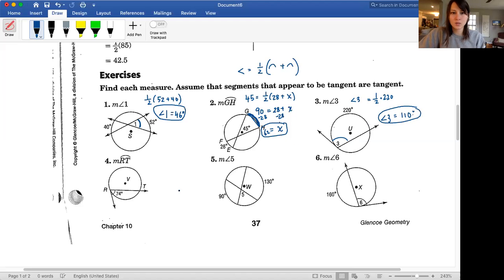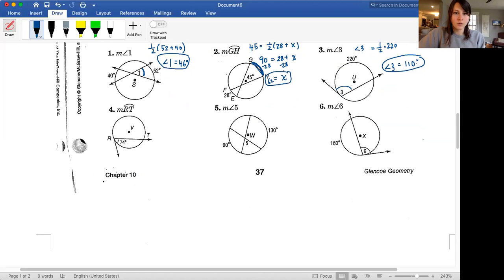If you want to pause and work out these next few ones, you are more than welcome to. So number 4, arc RT. Well, we know that angle 74 degrees is equal to 1/2 of arc RT. So if I want to find arc RT, we can just double that. So 74 times 2 is 148. Okay, looking for angle 5.